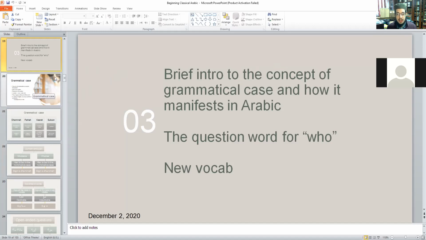We said a little bit ago that Arabic is not nearly as dependent on the order of words or the sequence of words as English is. So we are not just going to look at what comes first in the sentence to determine what is a mubtada and what is the khabar. We're going to look at other things that exist on the word.